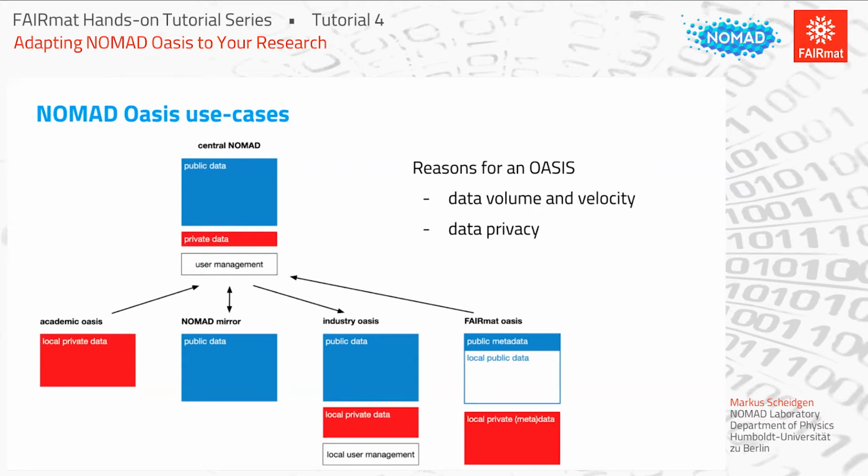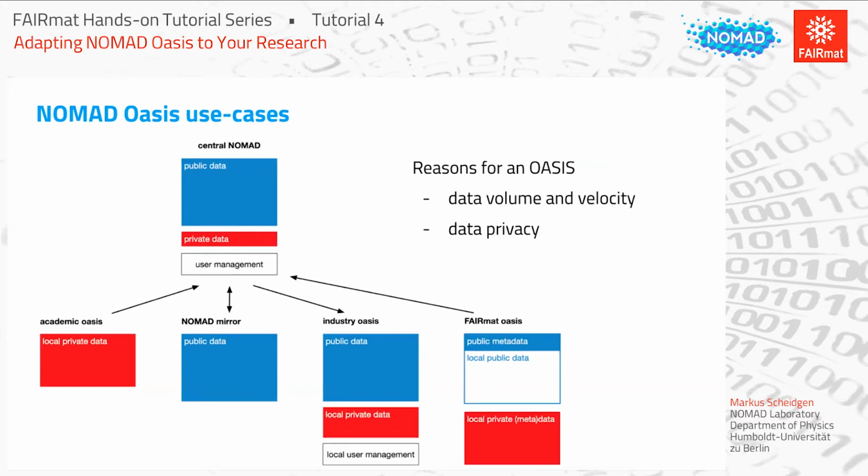And then the FAIRmat idea came about, and we started thinking about experimental data and data that has a much higher volume and stuff like this. And this is where the final motivation came from. You basically need a Nomad Oasis for two major reasons. One is the data volume that you're dealing with daily is just too large to put it to a central system all the time. So you have to manage it locally to some degree.